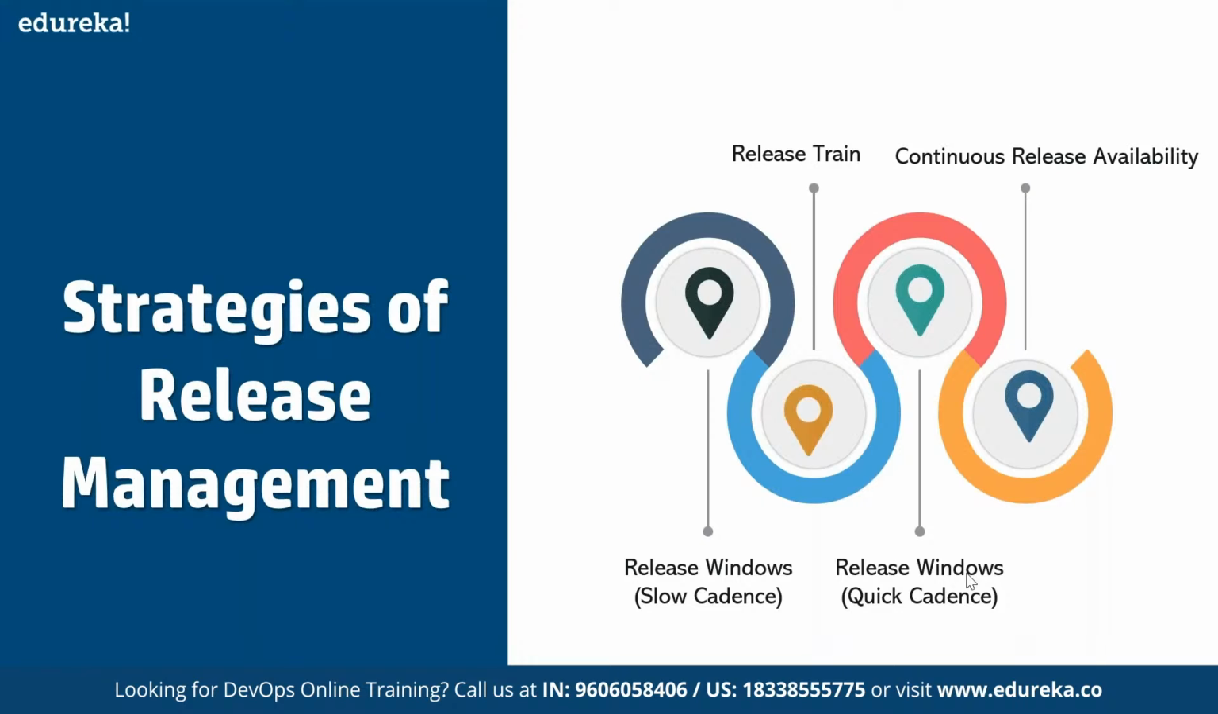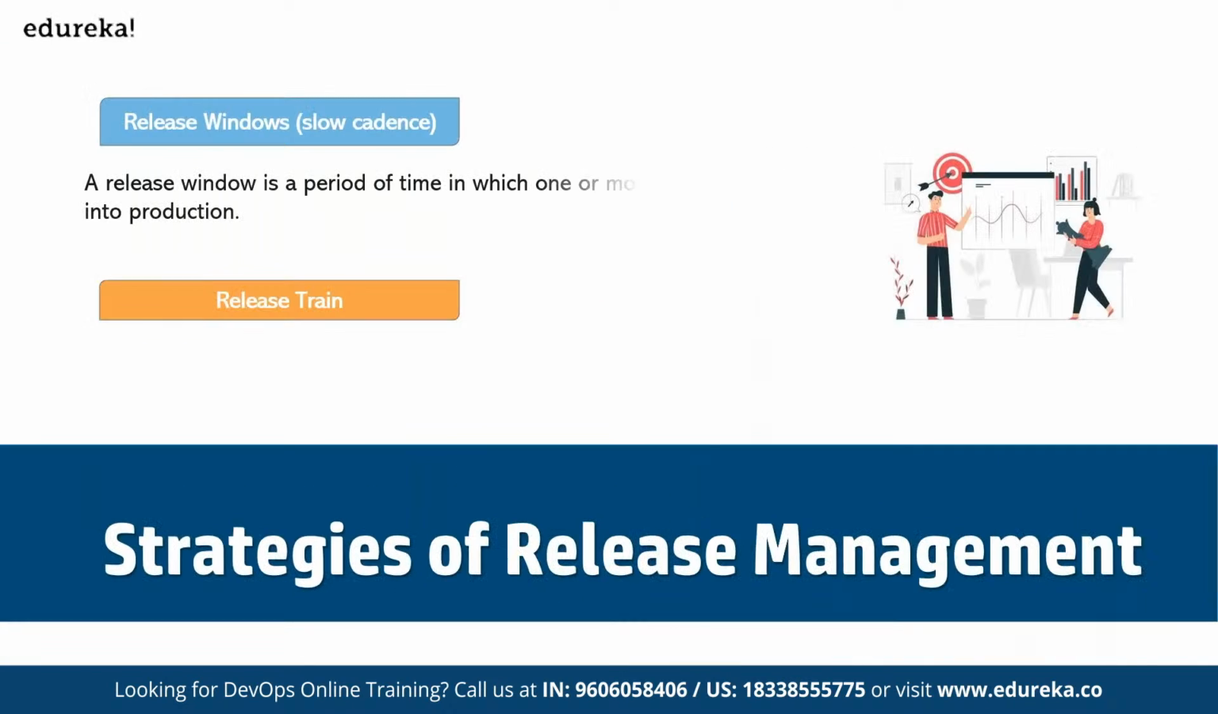So the customer says I need this, you say okay, give me a week's time, I'll fix it and give it to you. So this is called quick cadence. You quickly respond to the customers. And continuous release availability. So that release should be available, means you should be ready with something to do the release. See here, there is a release window, a period of time where you want to do the release.